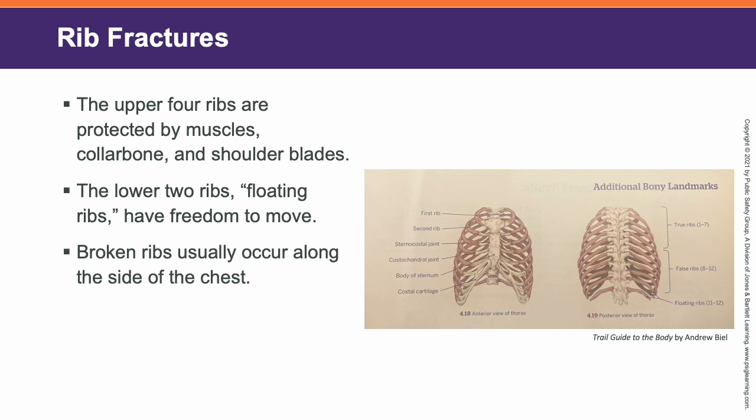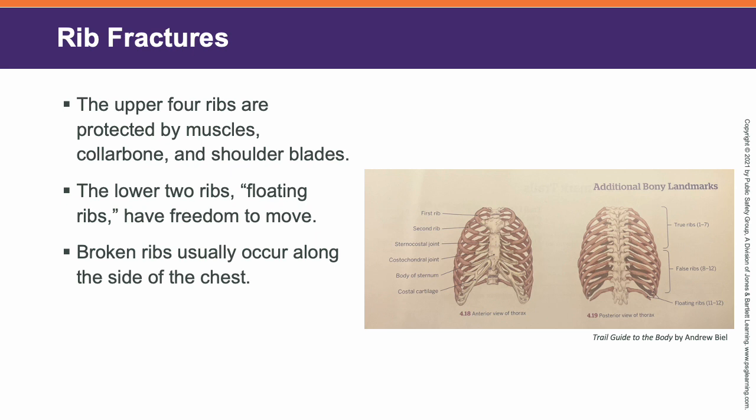So the four upper ribs are really heavily protected by muscles, your collarbone and your shoulder blades. So your chest muscles, your pecs, your collarbone, and your shoulder blades on your back help protect those ribs quite a bit. The two bottom ribs are called floating ribs, and they have a lot more freedom to move.